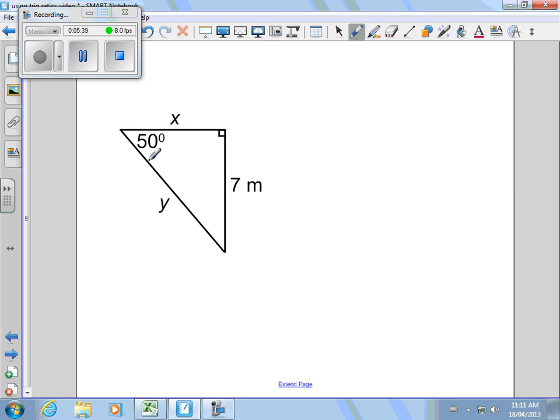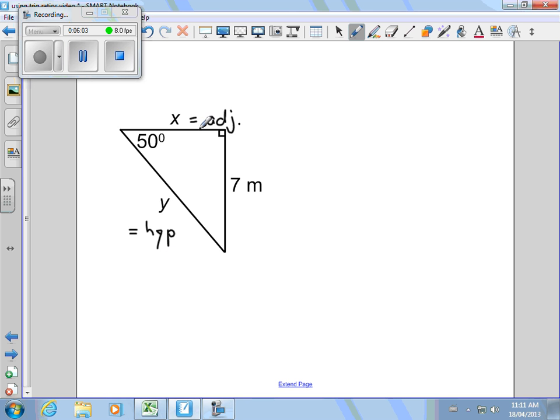What is x with respect to the 50 degrees? You said adjacent, you win the prize. And y with respect to the 50 degrees? Hypotenuse. Yes. All that talent and good looks. You're a marvel and a wonder.